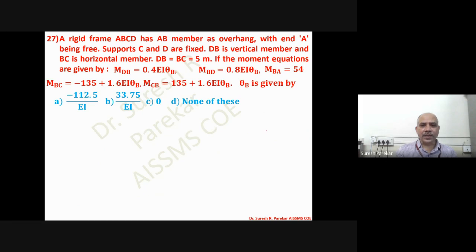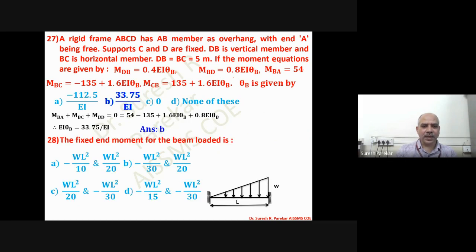A rigid frame is given and values are given. So at B, we have MBD, MBA and MBC. We add all, so we are going to get EI theta B from this. So we have MBA plus MBC plus MBD, and from this we will get EI theta B as 33.75 upon I. Option is B.